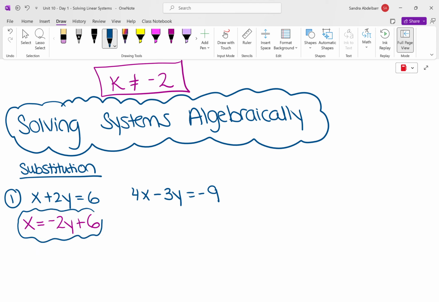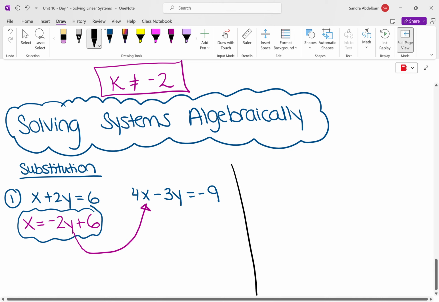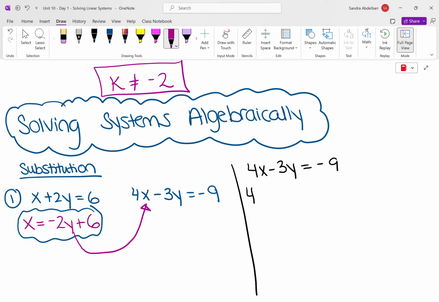Then once you solve for one of the variables, you want to take this value of x and go into the other equation, and wherever you see x, you want to sub in -2y plus 6. So now we have 4x minus 3y equals -9. I am now going to sub in for x, -2y plus 6.